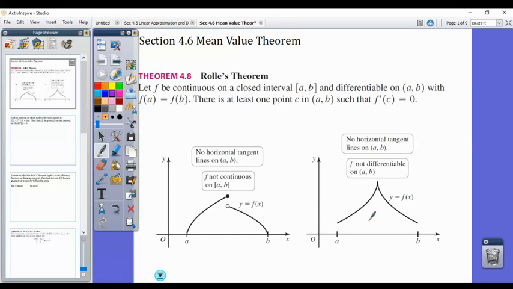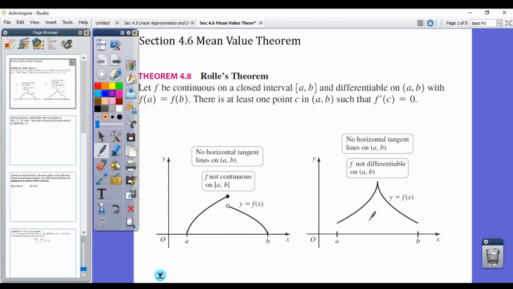Okay, so this is section 4.6, and we're going to be talking about the mean value theorem. And the first thing that we're going to talk about is actually Rolle's theorem. What Rolle's theorem says is we have f, which is a continuous function on a closed interval that is also differentiable. Then at some point, c, the derivative of c is going to equal 0.